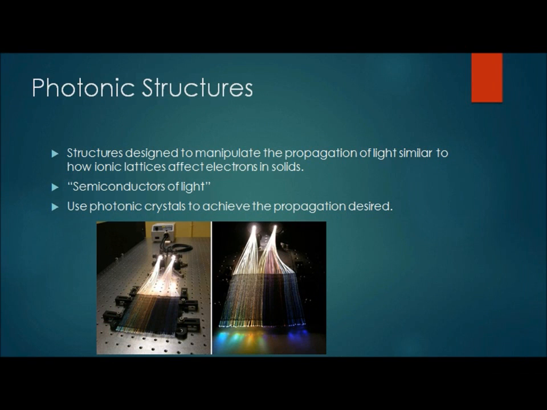I'll be discussing photonic structures. Photonic structures are artificial structures, 3D in form, that manipulate the propagation of light. They are referred to as the semiconductors of light because, just as semiconductors direct the flow of electrons, photonic structures do the same with photons of light.